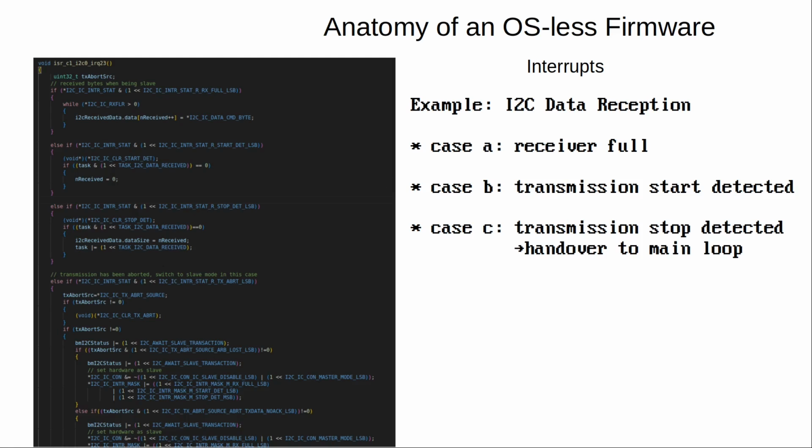Anyways. A second case B occurs if a start condition is detected. Then the number of received bytes is reset to 0, only if no task I2C data received is pending in the main loop. The third case is when a stop condition is detected. If there is no task I2C data received pending, the number of bytes received is stored in the I2C received data, and the aforementioned task is set pending. There is also a fourth case when a transmission has been aborted. This can occur because we have a multi-master I2C setup. This again might be a topic for another video.